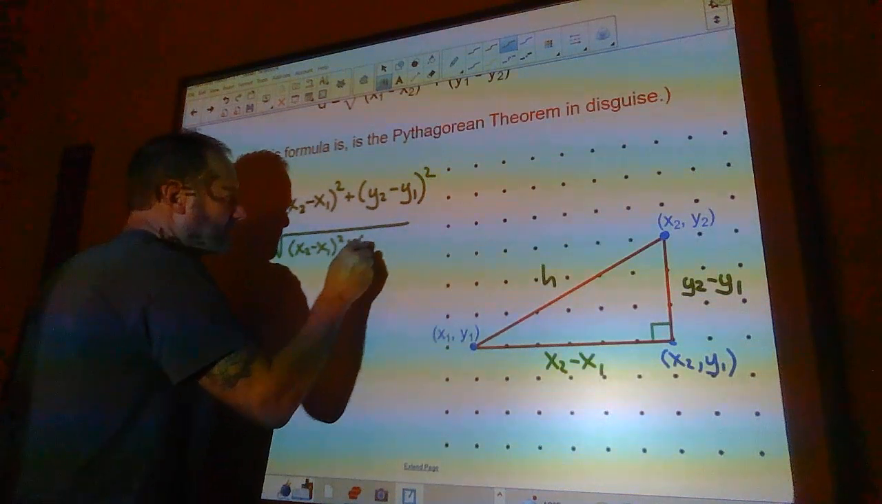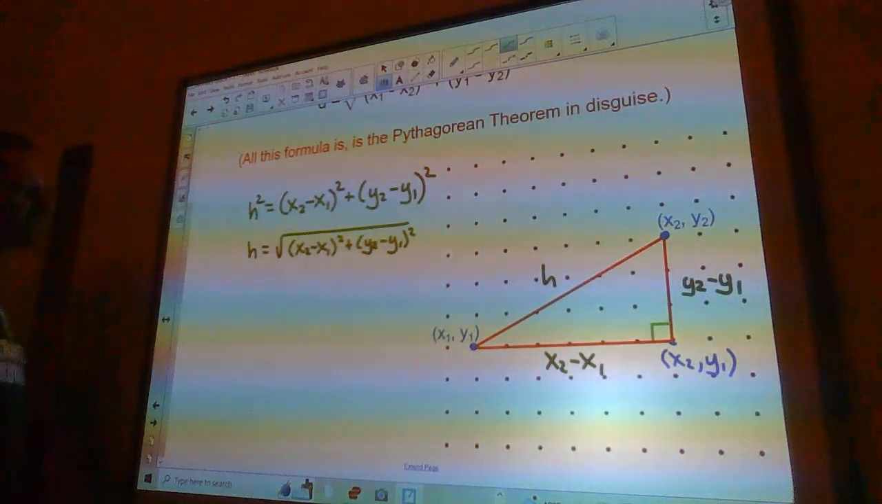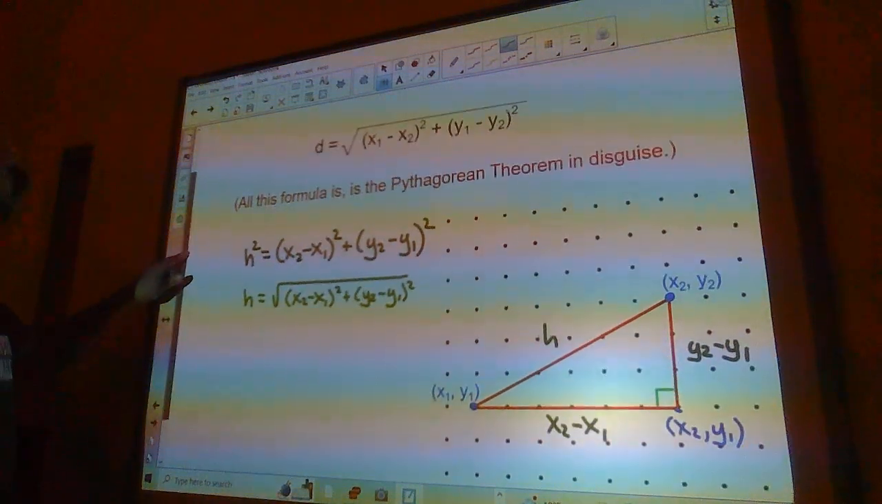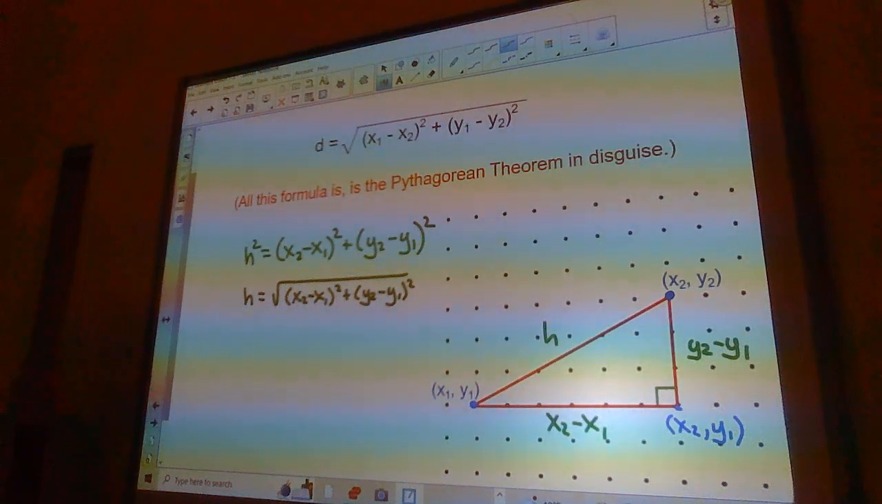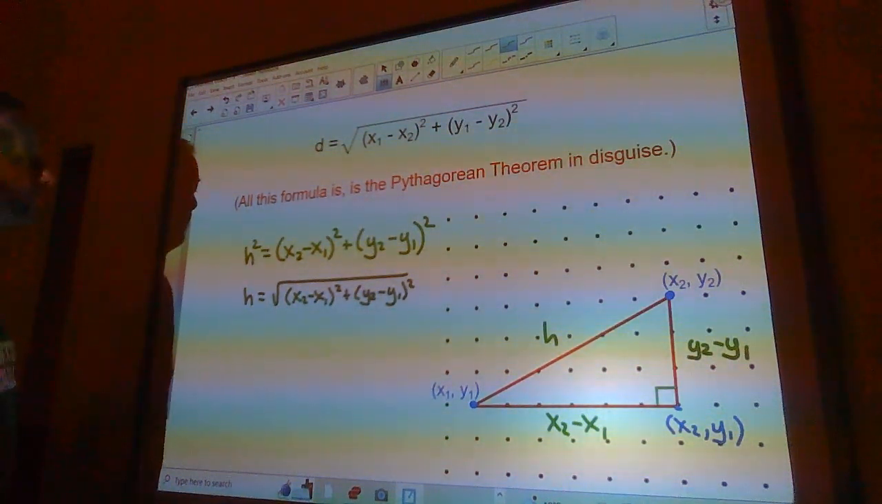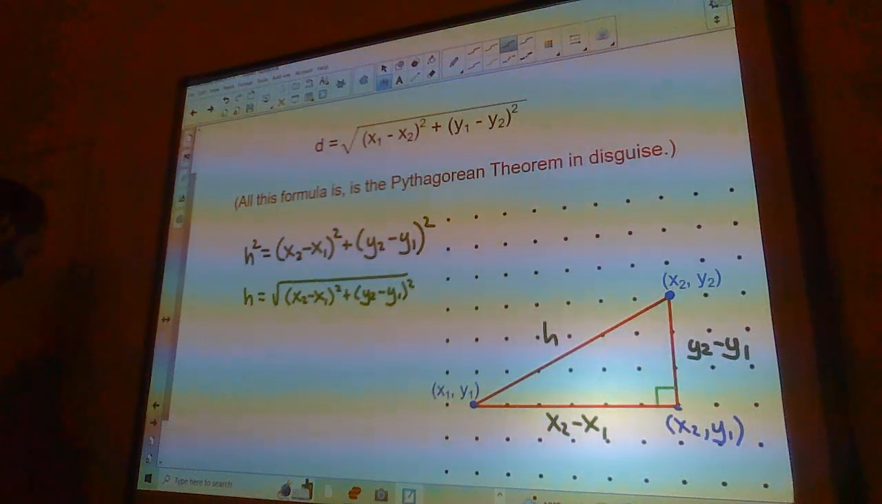And I get this. And that, my friends, is the distance formula. Except we call it d for distance instead of h for hypotenuse. So there you go. Very convenient little formula that we can use to find all kinds of answers.